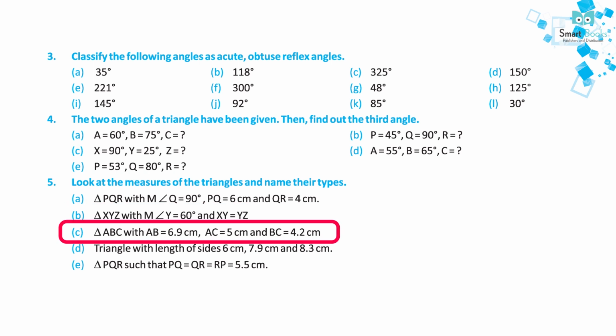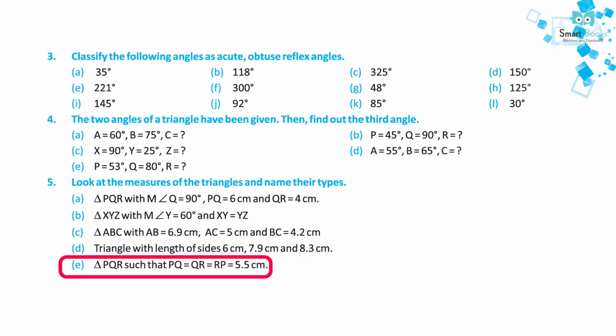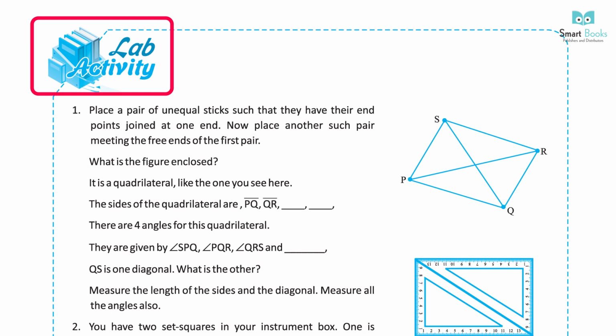C. Triangle ABC with AB equals 6.9 cm, AC equals 5 cm and BC equals 4.2 cm. Solution: scalene triangle. D. Triangle with sides 6 cm, 7.9 cm and 8.3 cm. Solution: scalene triangle. E. Triangle PQR such that PQ equals QR equals RP equals 5.5 cm. Equilateral triangle. Lab activity 1.